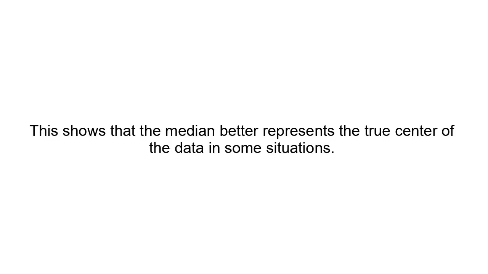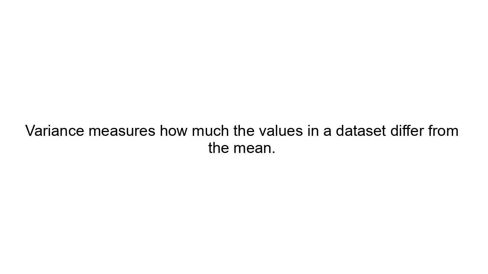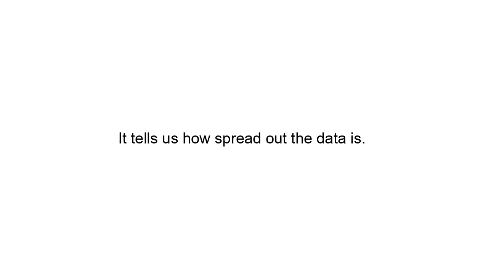Example dataset: 10, 20, 30, 40, 1000. The mean becomes 220. The median remains 30. This shows that the median better represents the true center of the data in some situations. Variance. Variance measures how much the values in a dataset differ from the mean. It tells us how spread out the data is.